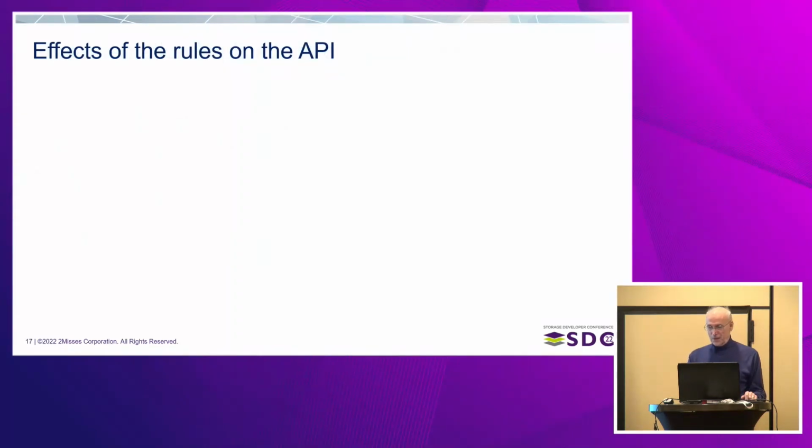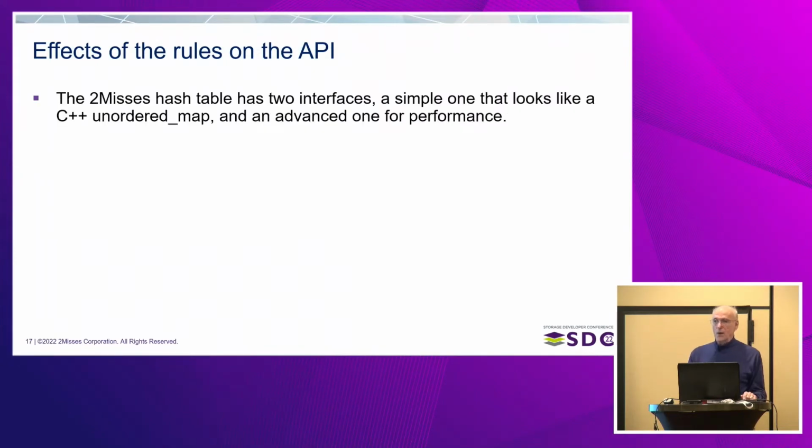Okay. Now, how does that affect the API? Well, for ease of use, there is the simple interface that looks like an unordered map, as I described earlier. So it's the index operator, and it gives you back the value, or you store it, and it's very nice and easy to use, but it makes a copy. It does a memory allocation and a free and a copy, so that's not great.